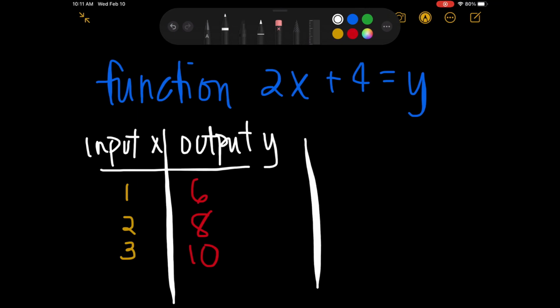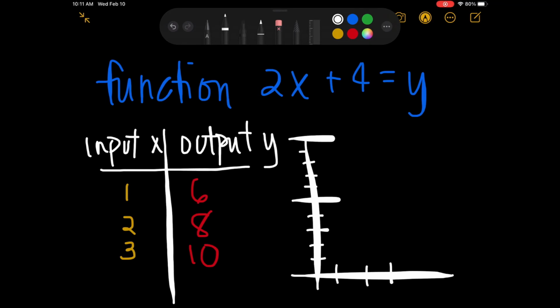So we have input of 1, 2, and 3 gives us an output of 6, 8, and 10. Let's go see how that translates into a graph. I'm going to go ahead and put 1, 2, and 3 on my x-axis and 1 through 10 on my vertical y-axis. And I'm going to graph 1, 6 first.